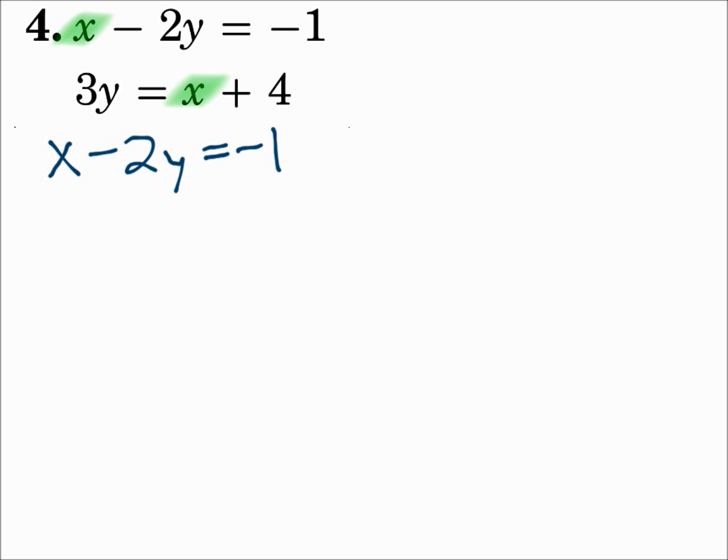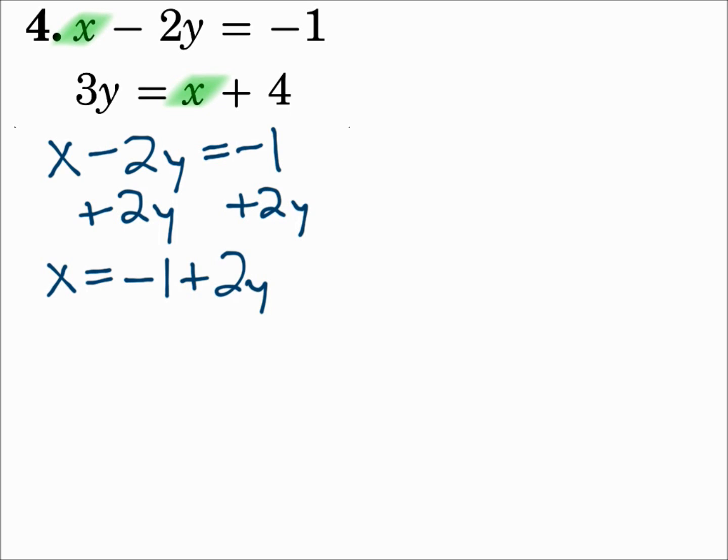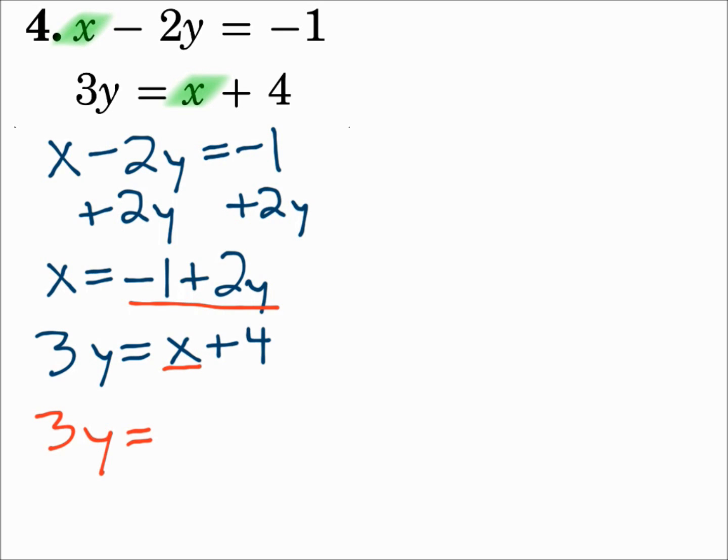Since 2y is being subtracted, we'll do the opposite and add 2y to each side. The 2y's cancel on the left, and on the right we have -1 plus 2y. Now that's what x is. We'll now take that and substitute it into the other equation. There's the other equation. Since x equals -1 plus 2y, let's put that where the x is in the other equation. 3y equals, substitute in, -1 plus 2y, and then plus 4.